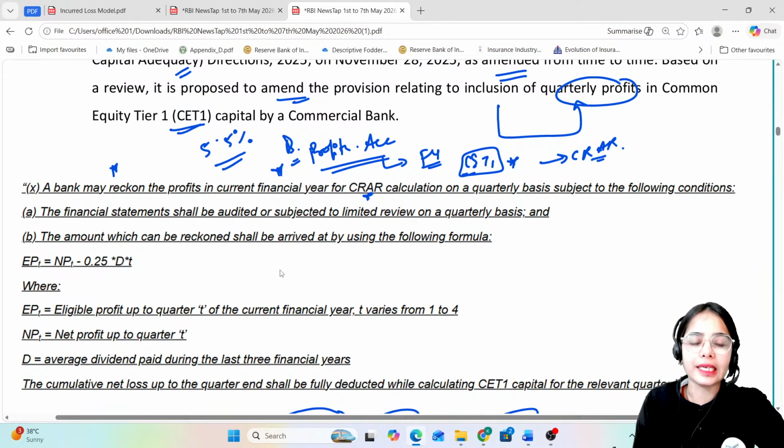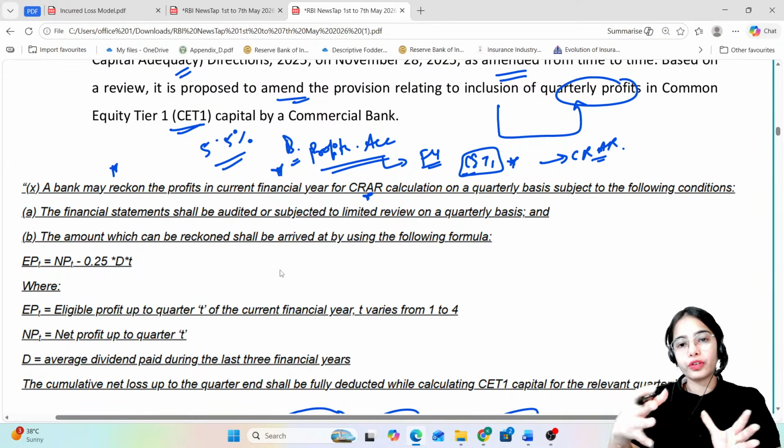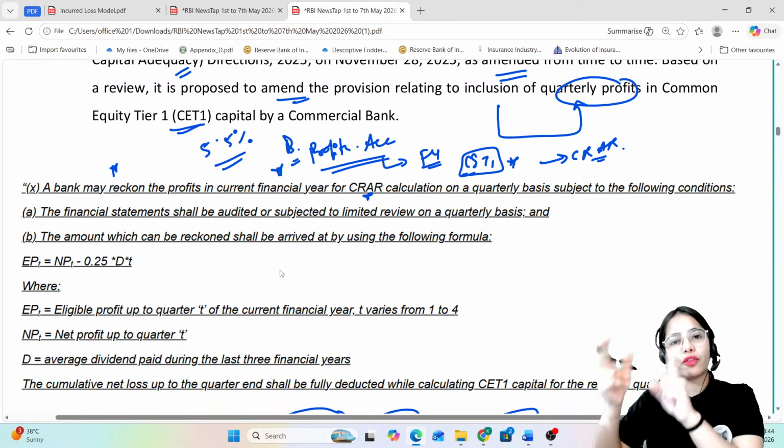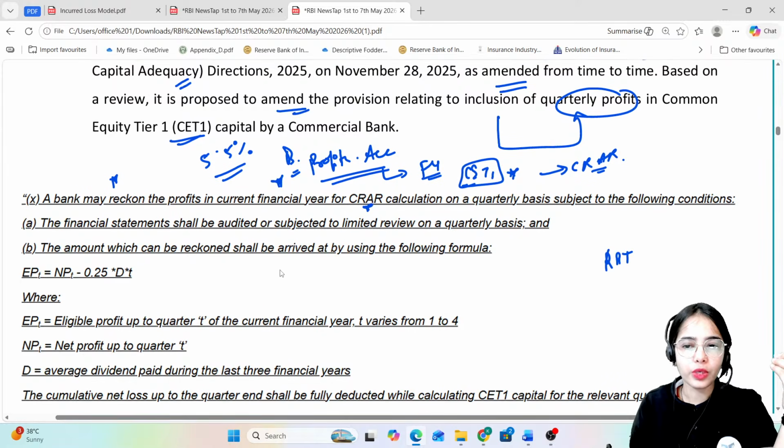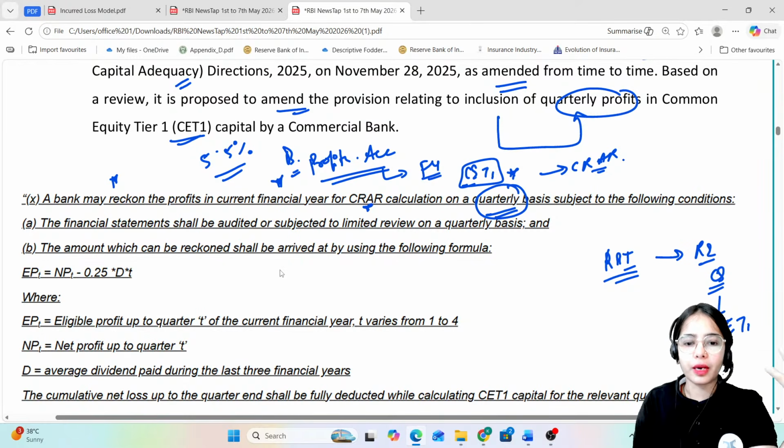Now it has been said that rather than just adding the profits or the retained earnings at the end of the financial year, the RBI has allowed that the banks can also add the profit, or the retained earnings, on a quarterly basis in the common equity tier 1 capital. This is the update that has happened.